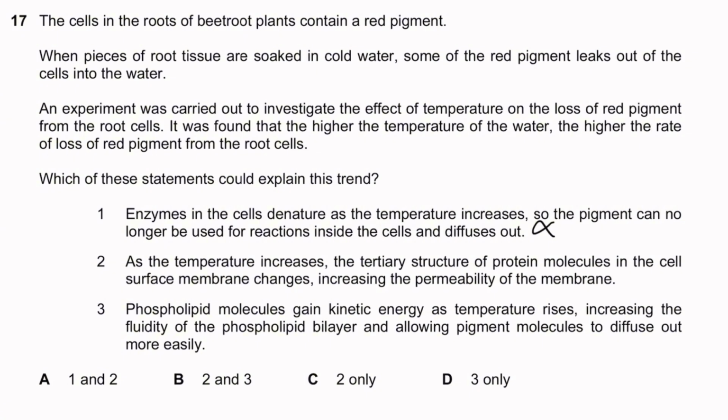As the temperature increases, the tertiary structure of protein molecules in the cell surface membrane changes, increasing the partial permeability of the membrane. That is true. When the temperature increases, that could denature the protein molecules and change their shape, and as a result maybe increase the permeability of the plasma membrane. Statement 3 says phospholipid molecules gain kinetic energy as the temperature rises, increasing the fluidity of the phospholipid bilayer and allowing pigment molecules to diffuse out more easily. Same thing. When we increase temperature, the phospholipid bilayer becomes more fluid and more permeable to more things, and therefore 2 and 3 are my answers, and that should be B.